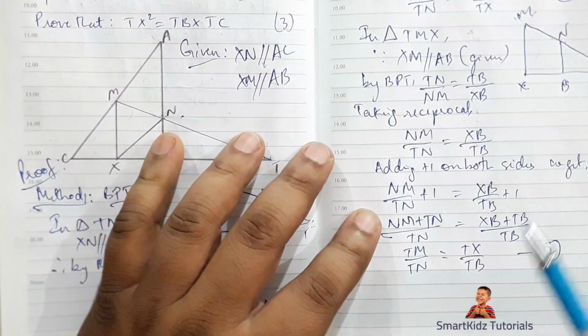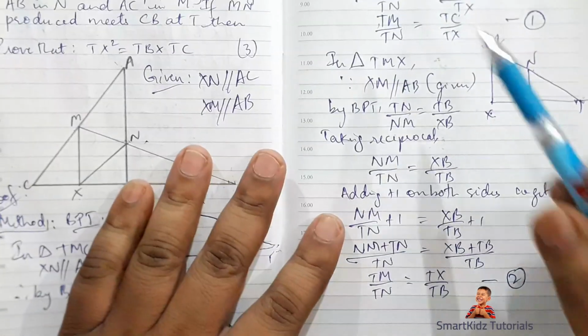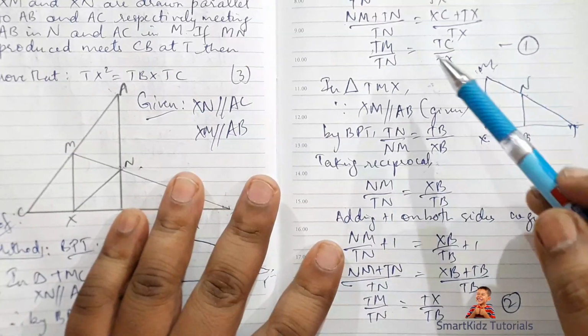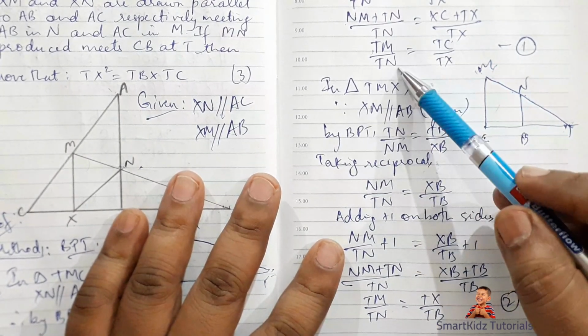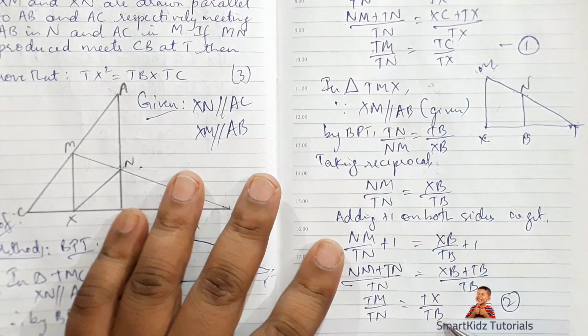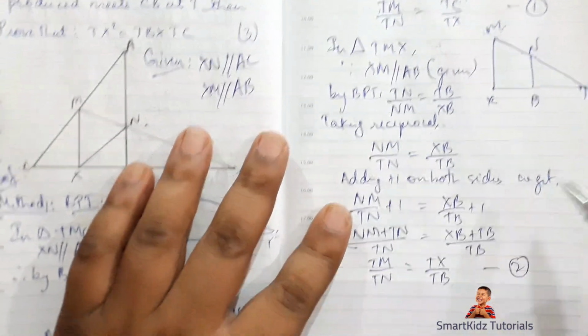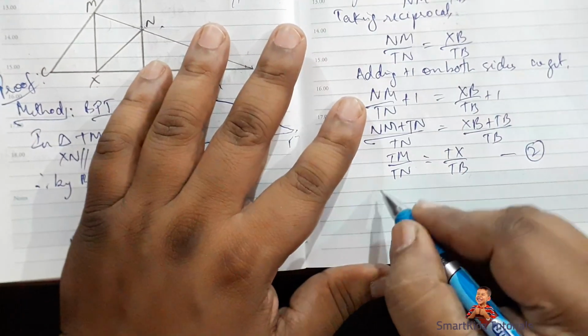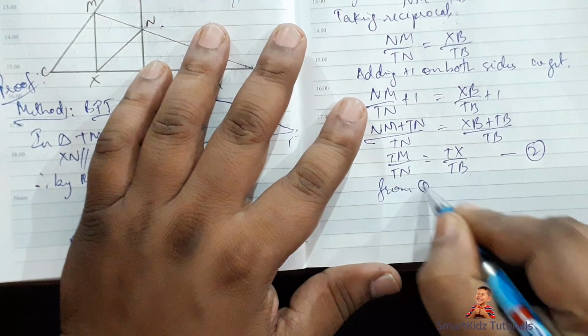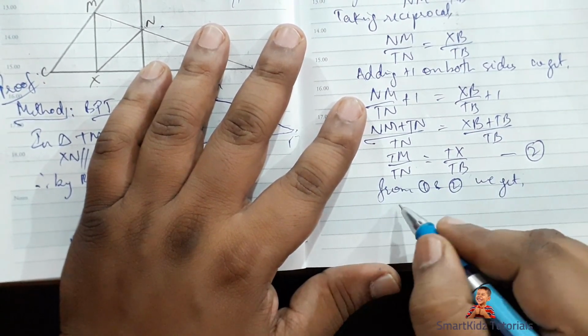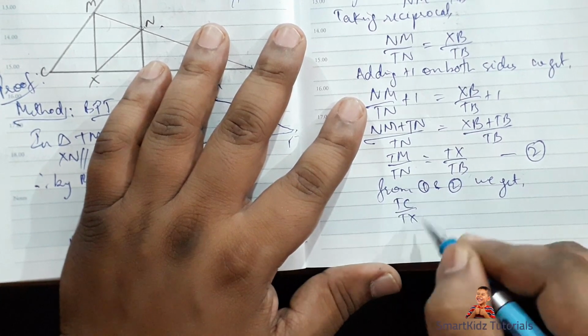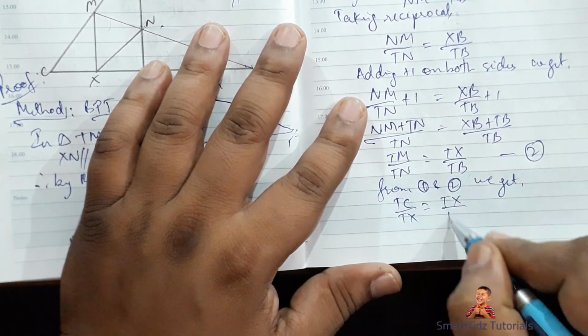We've got that here. And also have a look between 1 and 2. From 1 we've got Tm upon Tn is equal to Tc upon Tx. That same Tm upon Tn is also equal to Tx upon Tb. So we can say that they are equal to each other. From 1 and 2 we get Tc upon Tx is equal to Tx upon Tb.